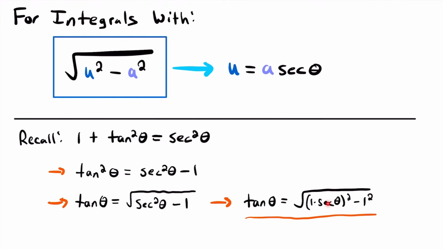This matches up with this radical expression up here. We have u squared minus a squared, where u is a times secant theta. In our expression, we have 1 squared, which matches up with a squared. So 1 is equal to a, which means that u will be 1 times secant theta, which we have right here. Setting u in this expression equal to a times secant theta will allow us to rewrite that to just be the tangent function, which will lead us to an integral that is easier to solve.